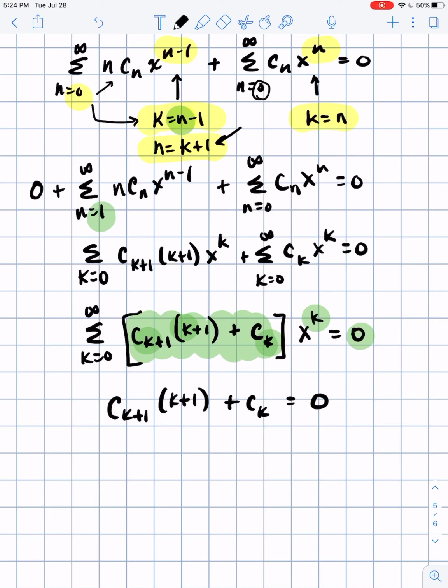Now, what you should always do is always solve for the greater constant.